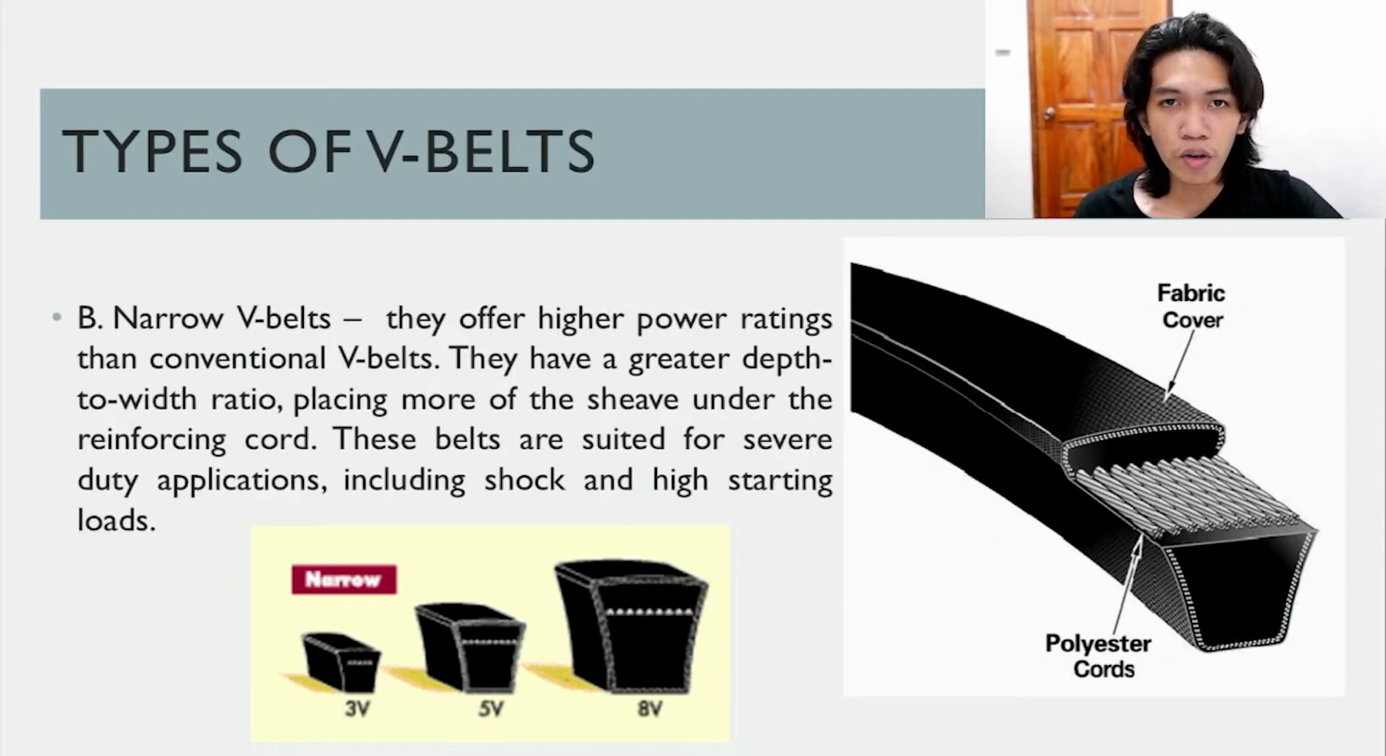B. Narrow V belts. They offer higher power ratings than conventional V belts. They have a greater depth to width ratio, placing more of the sheave under the reinforcing cord. These belts are suited for severe duty applications, including shock and high starting loads.